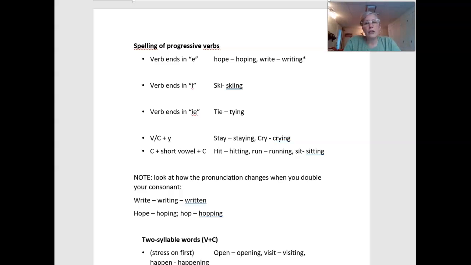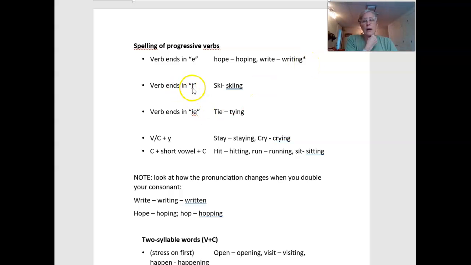If your verb ends in the letter E, like hope or write, you just drop the letter E and add ing. The reason for doing this is to maintain the long vowel sound in your word. When I talk about a long vowel sound, what I mean is the way we pronounce the vowel when it's in the alphabet, like hope, O, or write, I. So I want to maintain that sound, so I just drop the E and add ing.